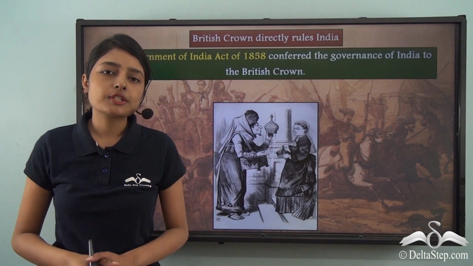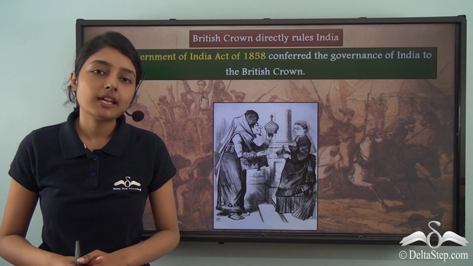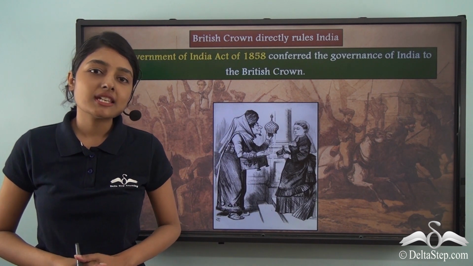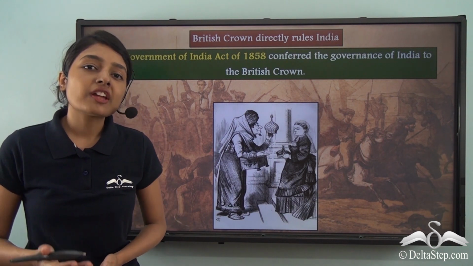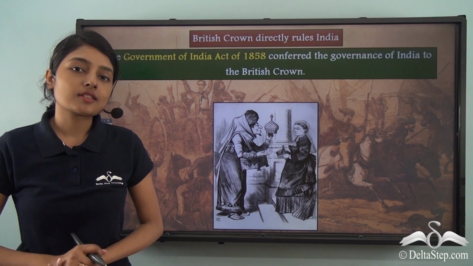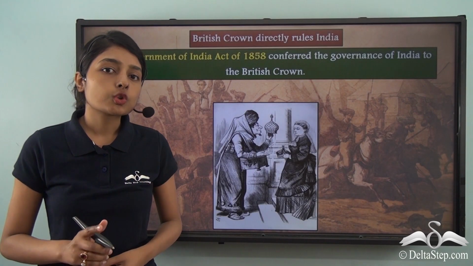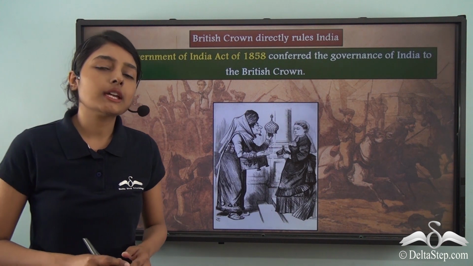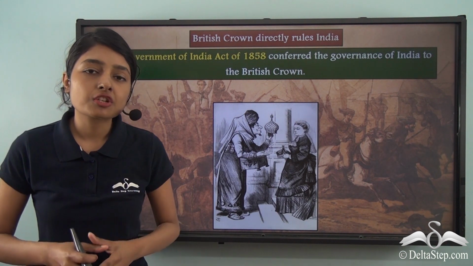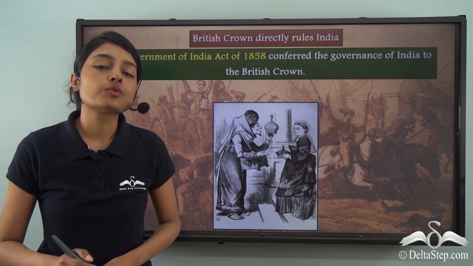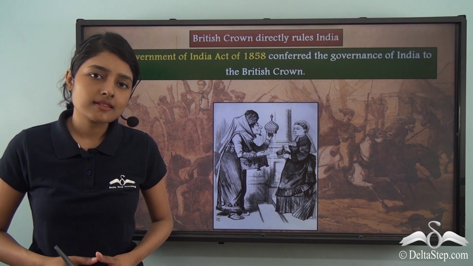Now at this point of time, the British Parliament realized that the British East India Company, which was initially a trading company, failed to rule the masses of the Indian subcontinent. Its policies were failing. Those were not well suited to the Indian masses, which is why now the British Crown directly started ruling India. How was this done?